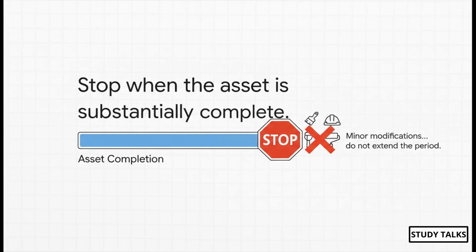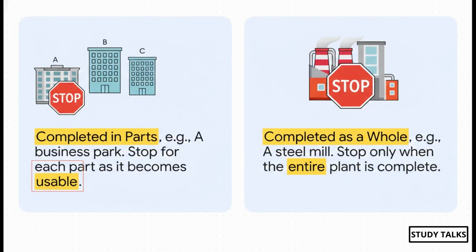And finally, when do you stop for good? You stop capitalizing when the asset is substantially complete. This doesn't mean it's perfect or every single light bulb is fitted. It means the main work is done and the asset is ready for its intended use. Minor touch-ups, like painting a wall a different color for a tenant, don't count. You've already stopped capitalizing by then. This can get a little tricky with big, complex assets. Look at this comparison.